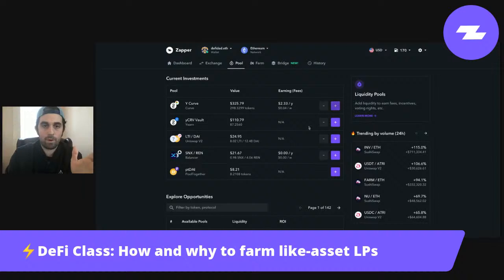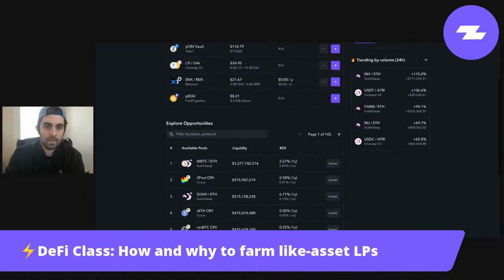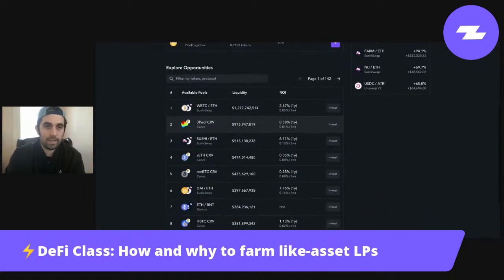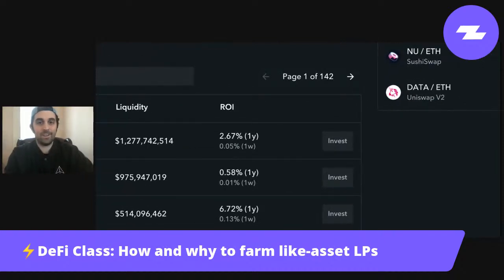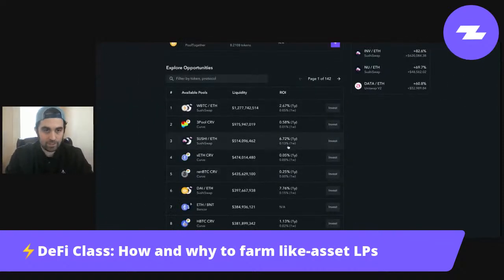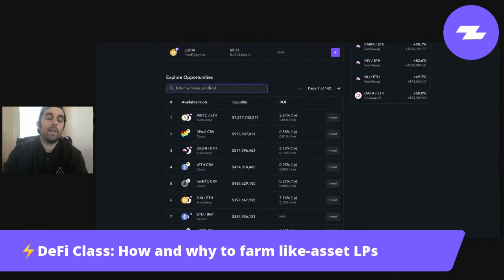This is a tab where you can ultimately start with any token you want, and you can add that token to all the different liquidity pools available here. Now there are almost 1,400 LPs with 10 per page here. But you can go here and start to search for different protocols or different tokens.